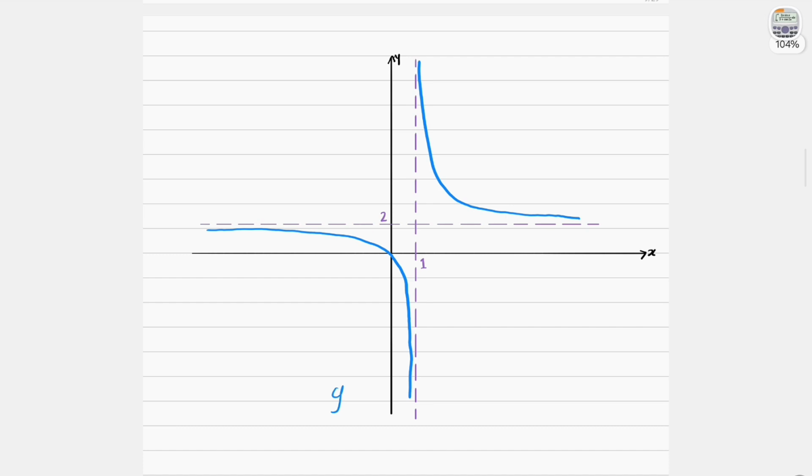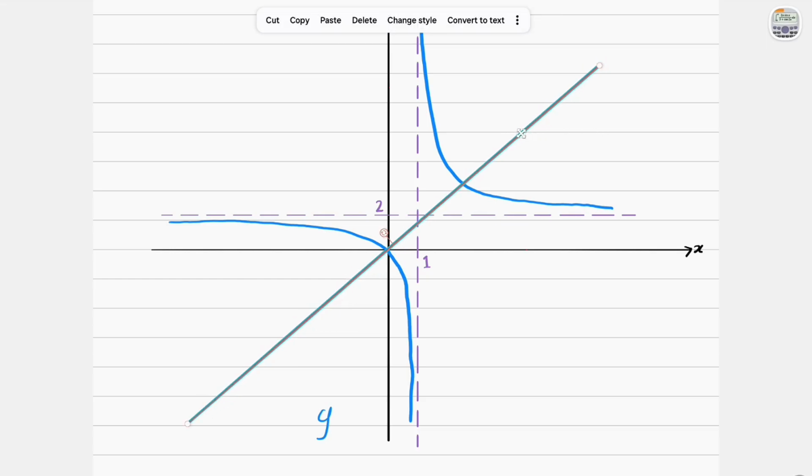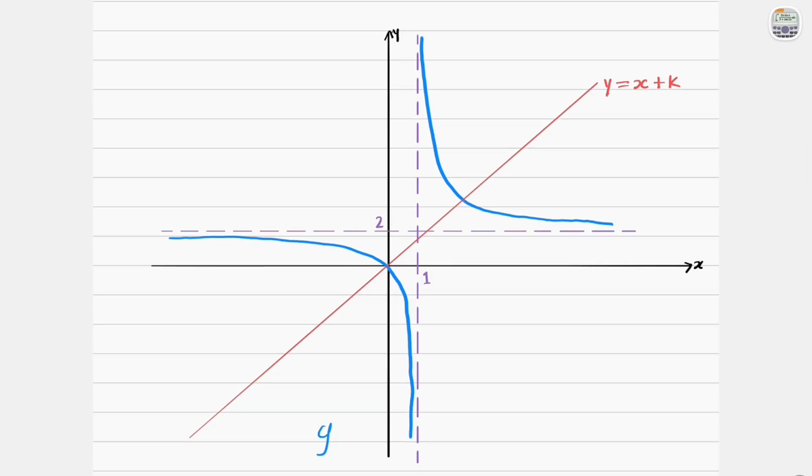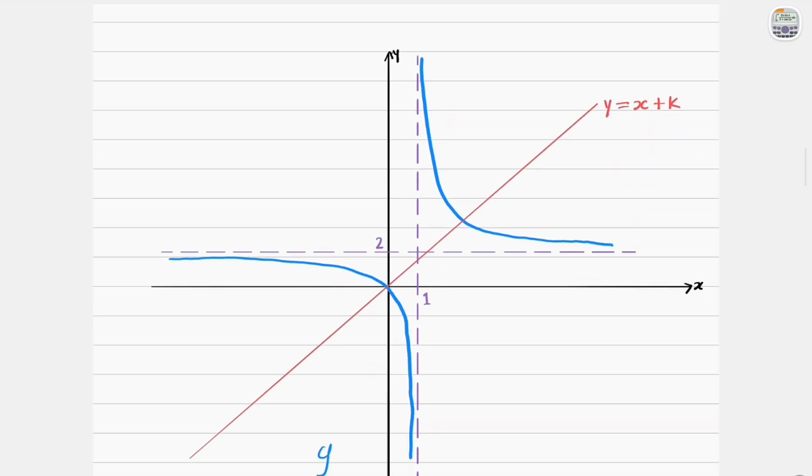I think one of the best ways to draw it right now would be at the origin, passing the origin. It's just that line y equals x. So we're just going to manipulate it and see how many roots or points of intersection, those x values, that it has with this hyperbola. So this is y equals x plus k, and let's manipulate it. We need to ensure that it's always going to have two real roots of opposite signs. Of course it will always have two real roots because we have two sections on this hyperbola, one in the first quadrant, one in the third quadrant. So it's always going to intersect twice.